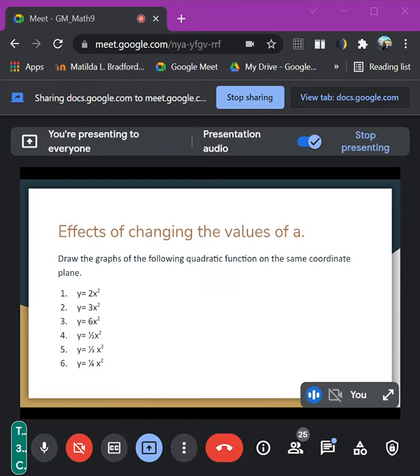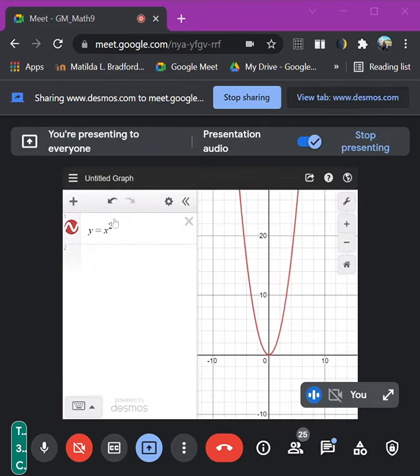So we are going to view kung unsa kaya ang changes using our Desmos. Okay, i-share na ko siya balik. And then i-encode nako ang mga given nato ganina. So you have there, atong isulat ang parent function, y is equals to x squared. And then atong i-input ang given.